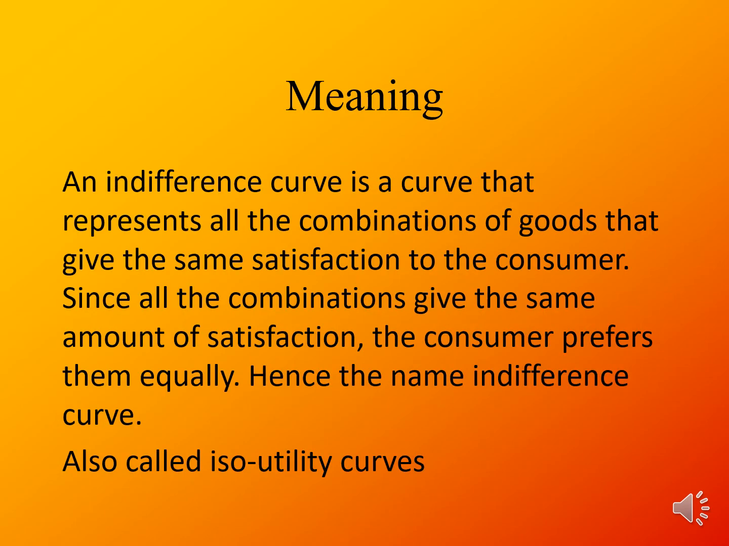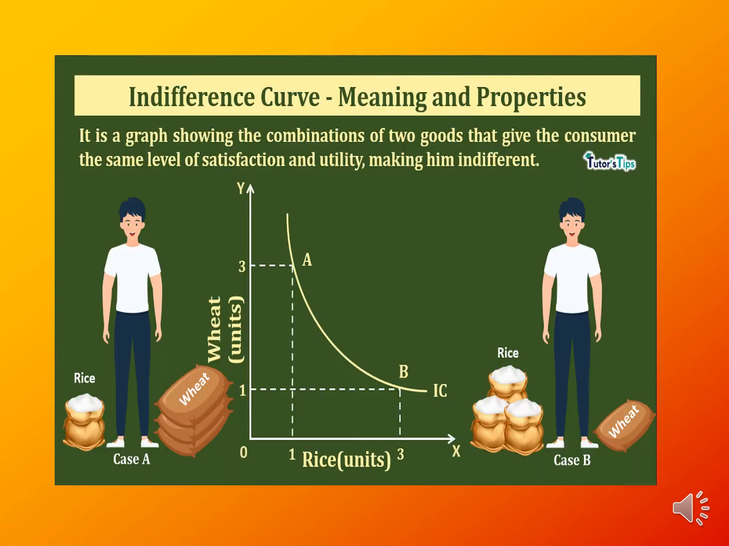So an indifference curve is a curve that represents all the combinations of goods that give the same satisfaction to the consumer. Since all the combinations give the person the same level of satisfaction, the consumer prefers them equally. Hence, the name indifference curve. It is also called an iso-utility curve. This particular graph shows an example of an indifference curve. Two products are there, wheat and rice, and we have arrived at an indifference curve AB, which shows different combinations of wheat and rice which give the person the same utility.